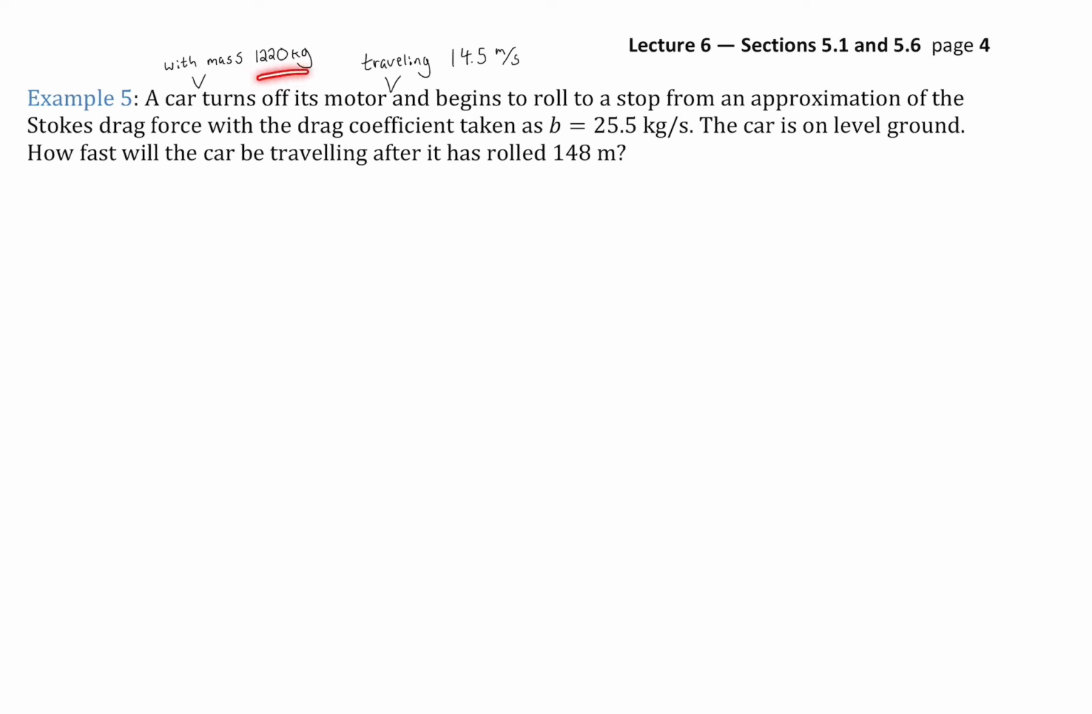A car with a mass of 1,220 kilograms turns off its motor traveling at 14.5 meters per second, so that's its initial velocity, and then it begins to roll to a stop with an approximation of Stokes drag. That's a rough approximation, but it means we can actually solve the problem. We're taking the drag coefficient of this car as 25.5 kilograms per second. We're not using the Newtonian drag. The car is on level ground. How fast will the car be traveling after it has rolled 148 meters?